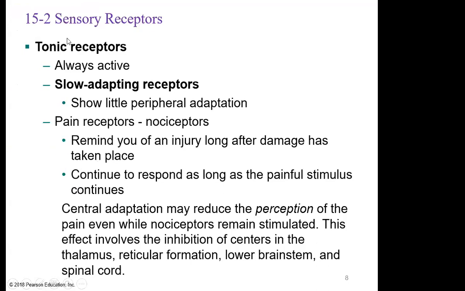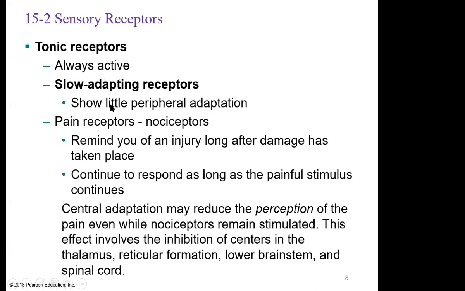Now, when we're talking about our receptors, we have two different things that we want to make sure you can identify and point out. Tonic receptors are those that are always active. I think about these like the green light: go. It's like the light is always green and these things are always ready. They are always working in the background, even if they're not stimulated, they're always on. They are slow adapting, which means that they show very little ability to adapt regardless of the stimulus.